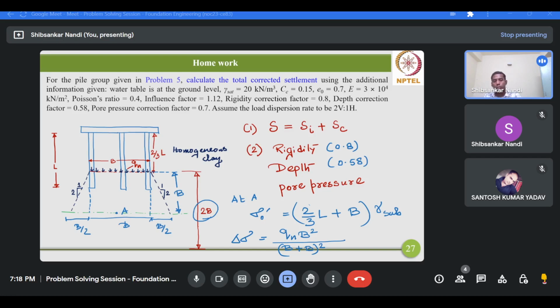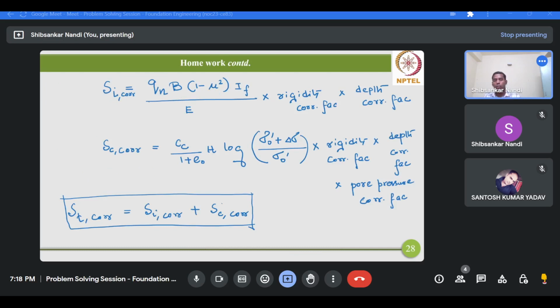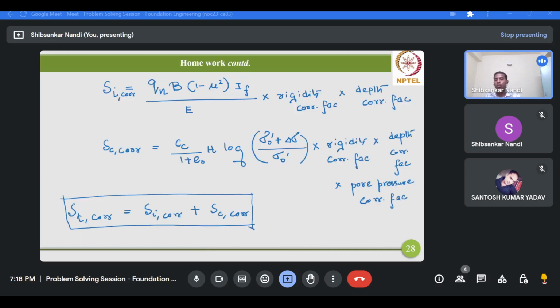Now once you determine the uncorrected consolidation settlement by using this formula, then you have to multiply this uncorrected settlement with the rigidity correction factor, depth correction factor and the pore pressure correction factor, and you will get the corrected consolidation settlement. Now after getting the corrected consolidation settlement and the corrected immediate settlement both, you have to just add these two components to get the corrected total settlement.